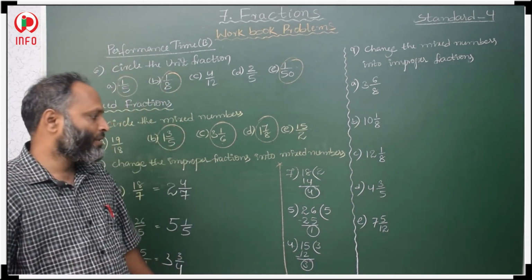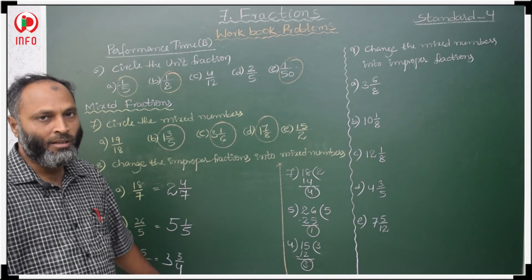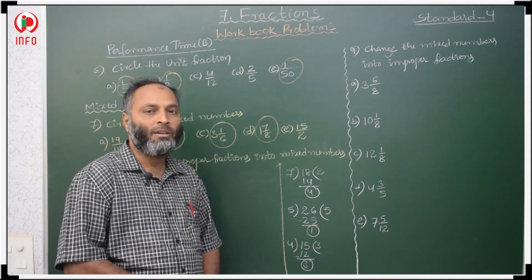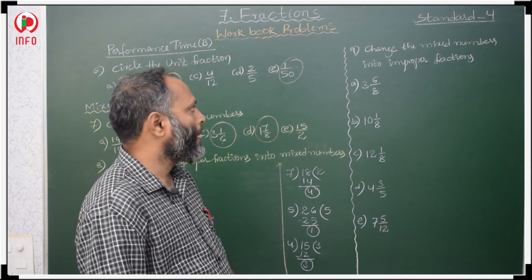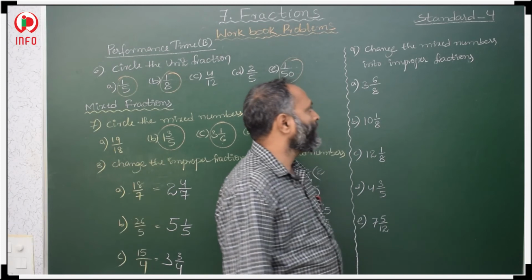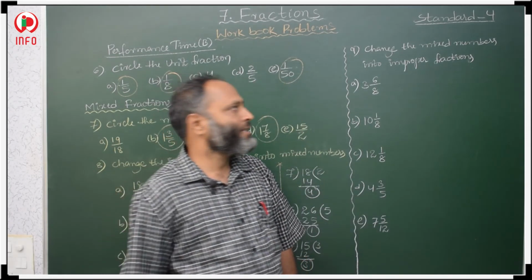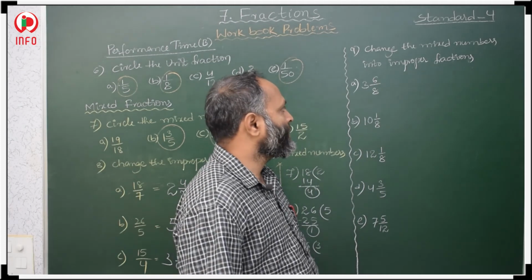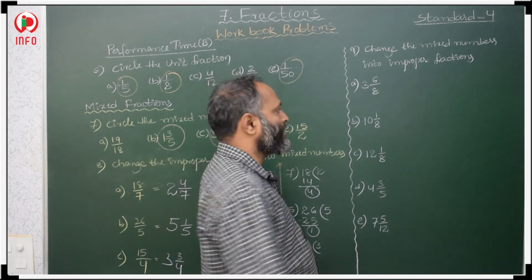In this bit, more 2 questions were there, similar questions. The 2 questions you have to do as your home assignment. Okay. Now the 9th one, change the mixed number into improper fractions. How to convert mixed fractions into improper fractions?